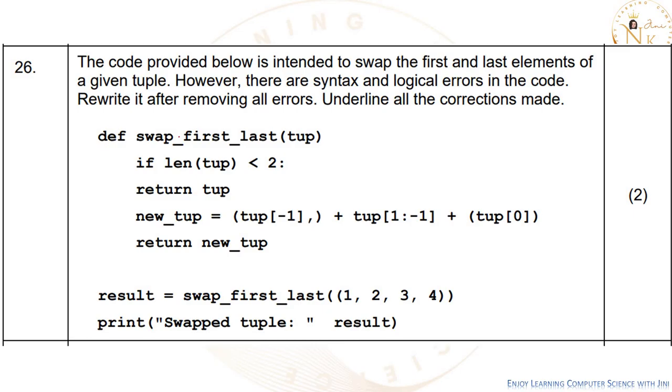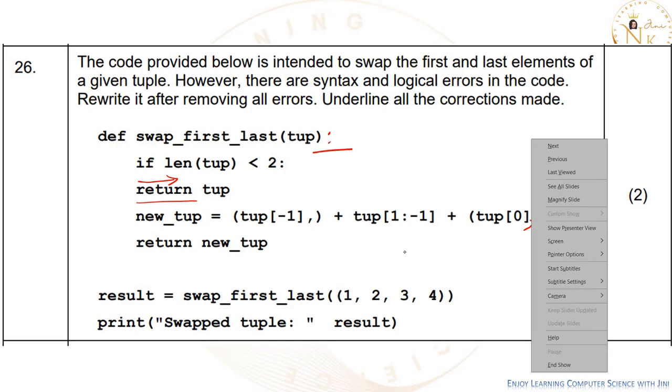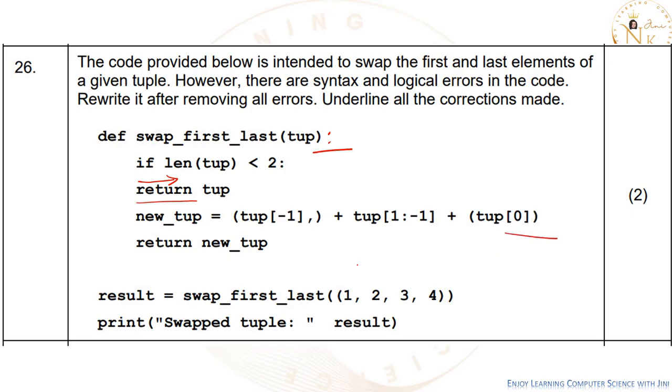Let's see. Def swap first last. So def, this is a function, header should end with a colon. So this is 1. If len of tuple is less than 2, return tuple. So there should be an indentation. Okay, so indentation is not there. So you have to give an indentation. New tuple is equal to tuple plus tuple, and when you are giving a single element, there should be a comma. Okay, so that is also one error. Return new tuple, that is fine.